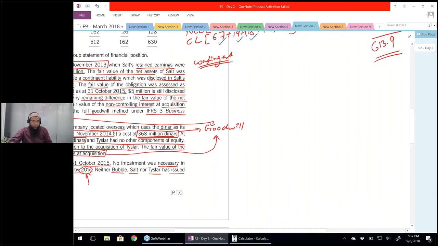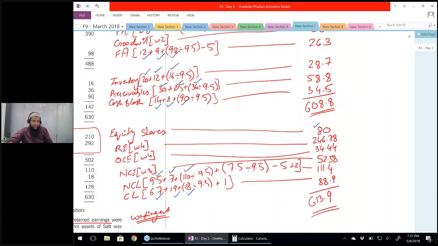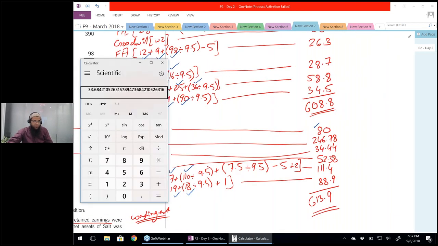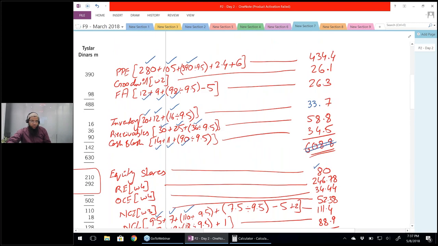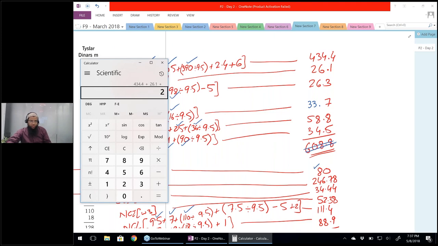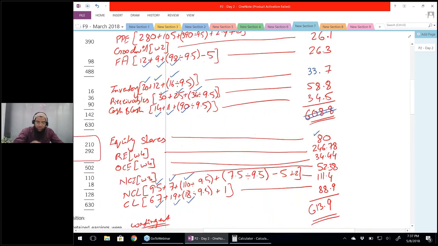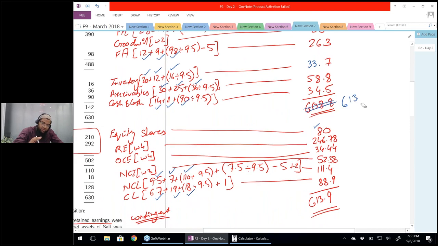Let's check the inventory. It's 20 plus 12 plus 16 divided by 9.5. So it's 33.7 actually, and we have written 28.7. So this is a calculation error. So this value will become, let's calculate again, 434.4 plus 26.1 plus 26.3 plus 33.7 plus 58.8 plus 34.5 is going to be 613.8. So now our balance sheet has been balanced. There was some calculation error.